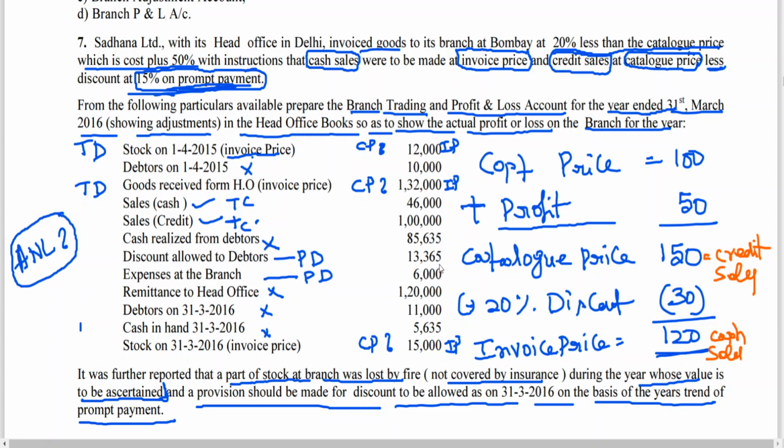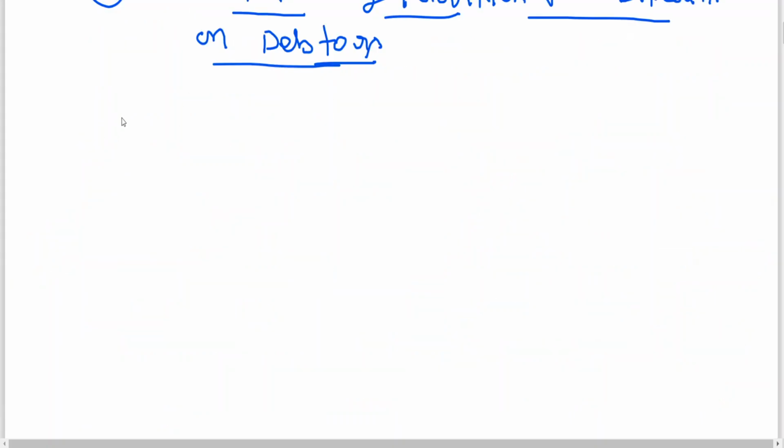So 13,365 rupees discount you have given, which is equivalent to 15% of prompt payment. Simple example: if 100 rupees is the amount to be collected and is collected, you are giving 15%. Similarly, discount allowed is 15 rupees, for example. What is the amount being collected? 100. In a similar manner, we need to find out the prompt paying debtors who availed discount.